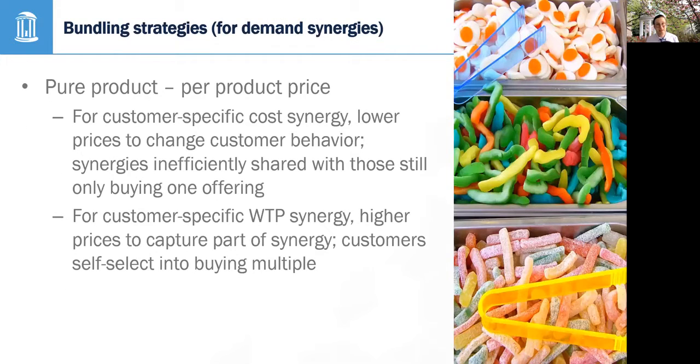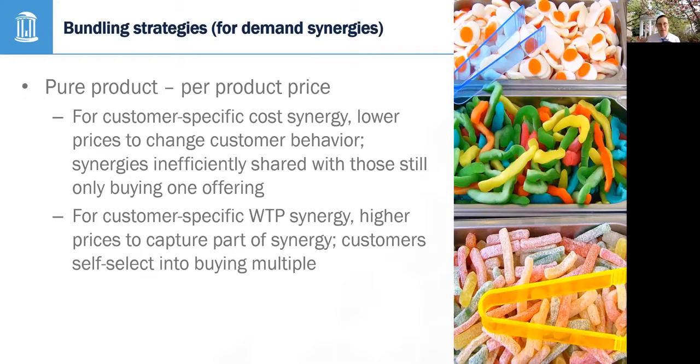So these next couple of slides are about different ways of capturing value, particularly from these customer-specific synergies. If you have a customer-specific cost synergy, you can use a peer product strategy to try to capture value from that. The way you would do that is lower prices across the board in the hopes that more of your customers would buy multiple offerings at the same time. So a lot of discount retailers online or in store have lower prices with the hope of attracting lots of customers to buy lots of things.